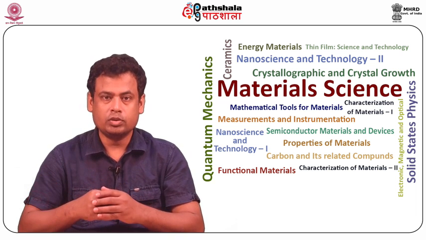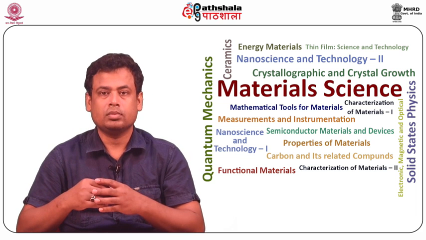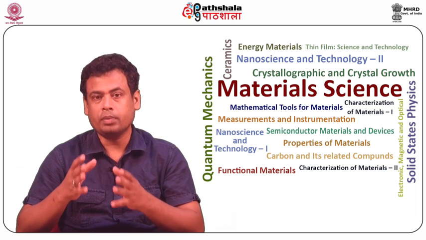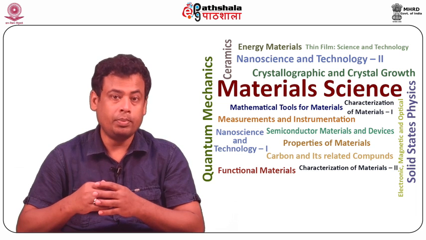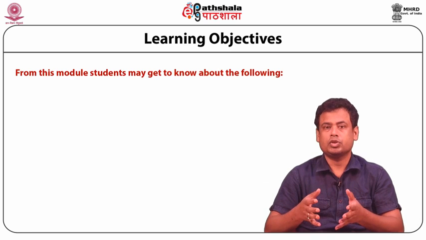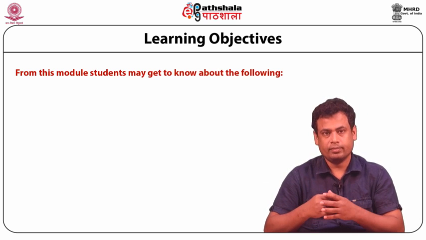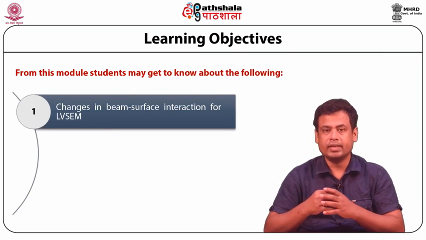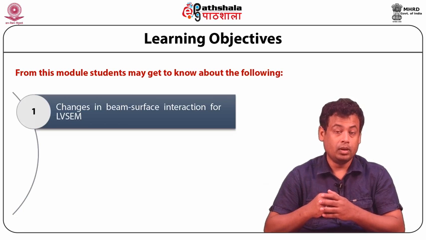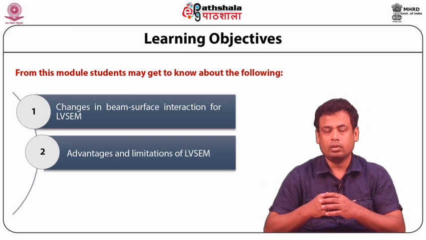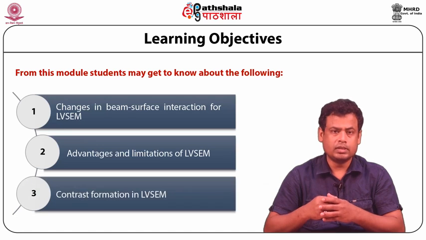Today we are going to discuss the module Low Voltage Scanning Electron Microscopy, coming under the topic Surface Morphology from the paper Characterization of Materials Part 2. From this module, students may get to know about the changes in beam surface interaction for low voltage scanning electron microscopy, and the advantages and limitations of this low voltage SEM. Then we will discuss the contrast formation in LVSEM.